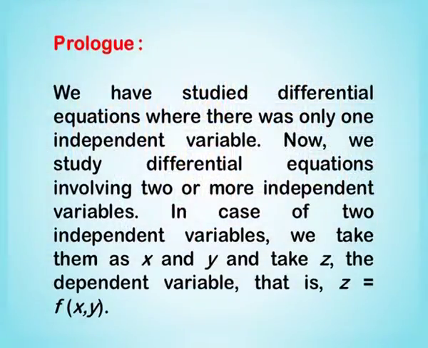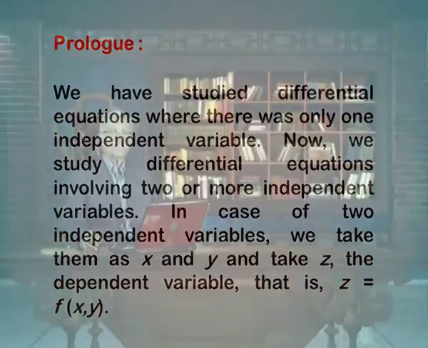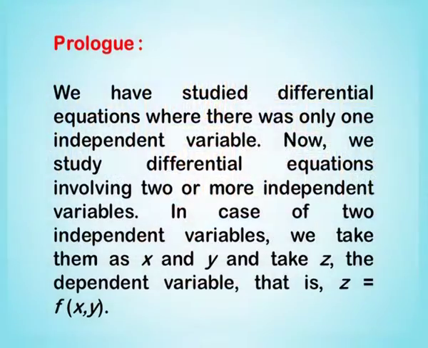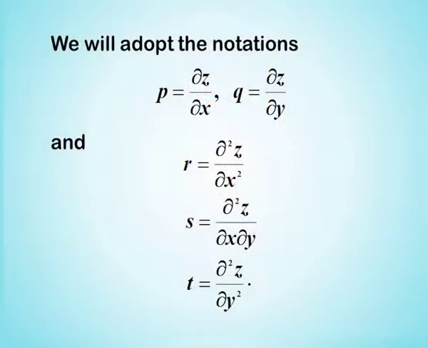That means all we have done up to now is a y equal to f(x) type of relation. Now we study differential equations involving two or more independent variables, meaning thereby we will start with z equal to a function of x and y, where x and y are taken as independent variables and z becomes a dependent variable, like what we have in the y equal to f(x) relation. These notations are all known to us, very fundamental notations: the p, the q, the r, the s and the t.